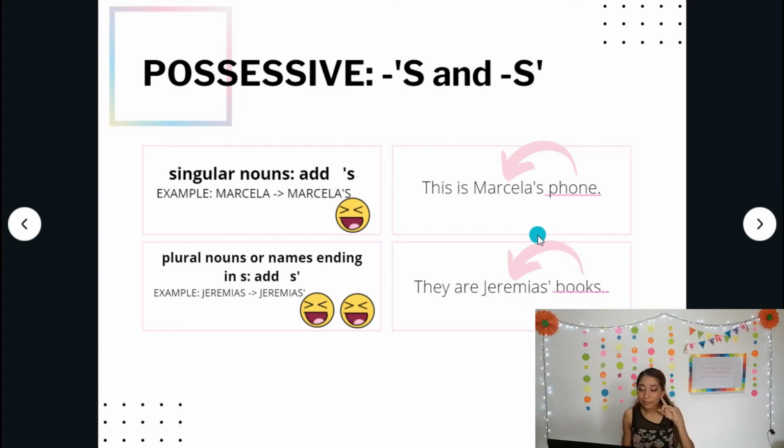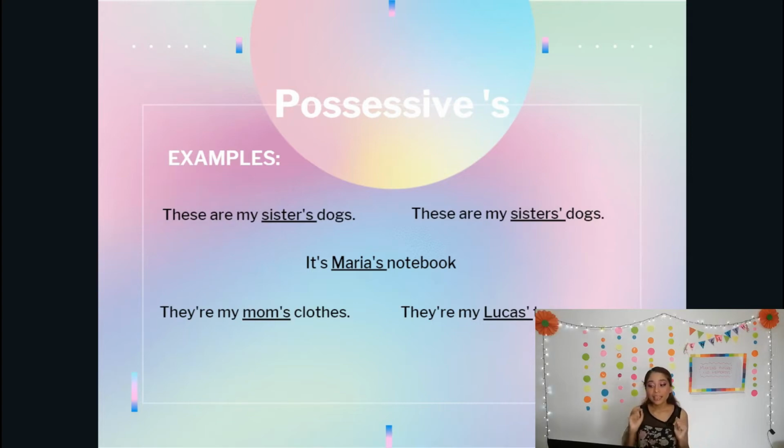Puedes ver la diferencia en cómo puse apóstrofe S o S apóstrofe, porque el nombre de Jeremías ya termina con S, entonces ya no agregaríamos otra, solo la apóstrofe al final. It's the same when we have a plural noun. For example, we are going to check some others. In here, possessive apostrophe S.